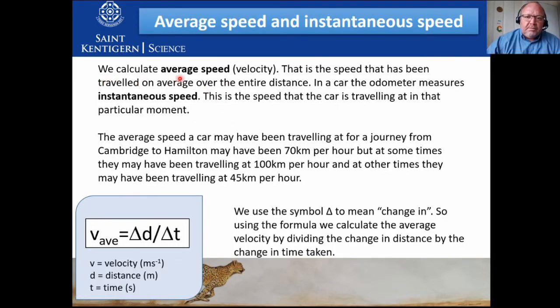So average speed or velocity is the speed that has been traveled on average over the entire distance. Okay, if you're driving in a car and you look at your speed indicator, that's your instantaneous speed. Just because you go 100 kilometers an hour in some areas doesn't mean that the whole trip is going to be 100 kilometers an hour. So if you travel from Cambridge to Hamilton, for instance, your average might be 70 kilometers an hour, but you might be traveling some areas at 100 kilometers an hour, and so forth. So your average speed is delta d, or change in distance over change in time. I've said that so many times now.